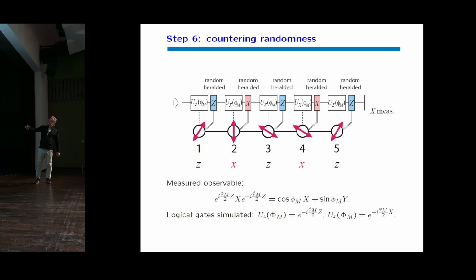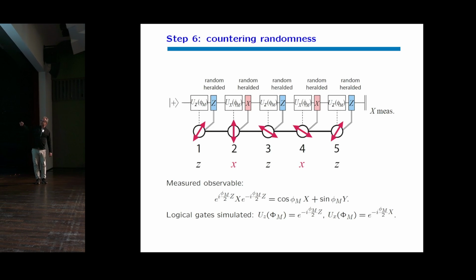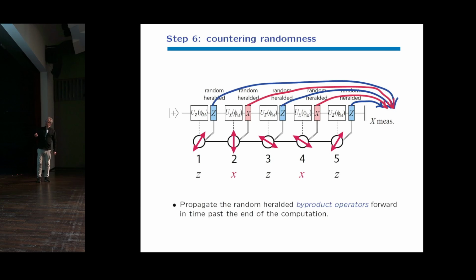So we have our measurement-based quantum computation here on a one-dimensional cluster chain, and on top, you have the circuit that it simulates. So you have Z rotations, X rotations alternating, but then you have these extra things, these random but heralded byproduct operators. Okay, so now let's get rid of them. And let's do this. So the basic principle for getting rid of them is to propagate them past the end of the computation, after the final measurement, because what happens after the end of the computation obviously doesn't matter for the computation. So that's our strategy.